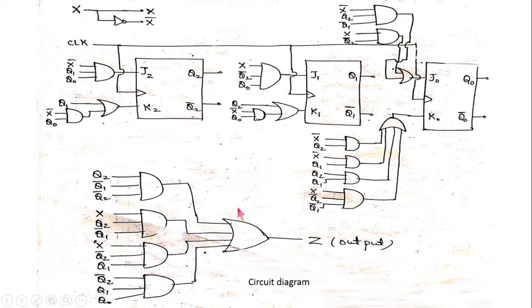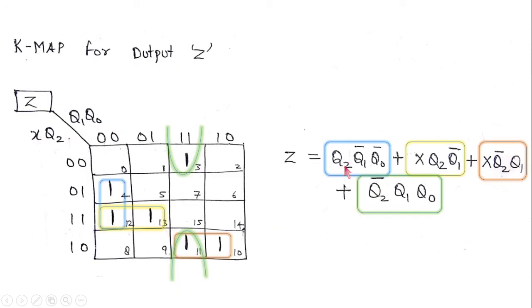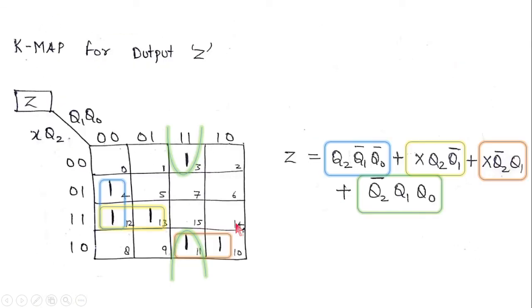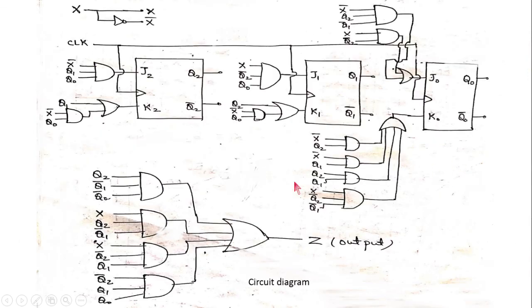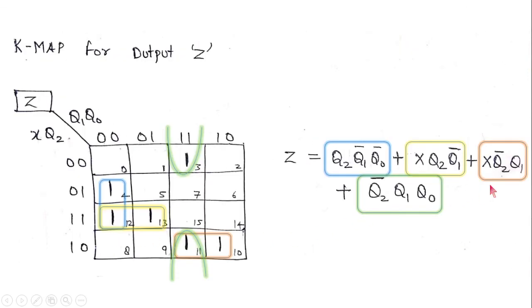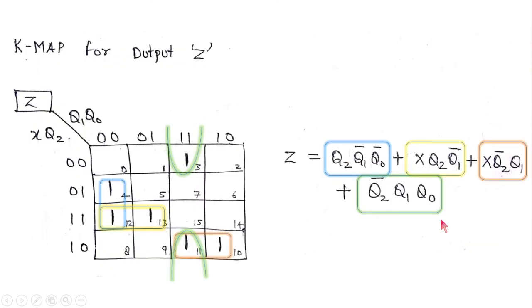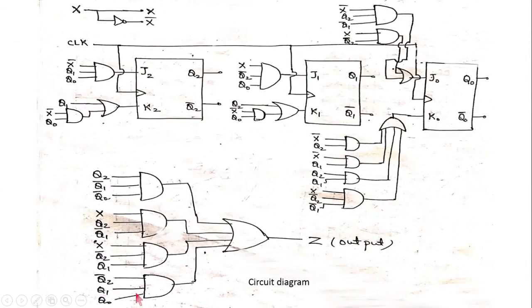Now come to the output part. From the previous terms, the first is Q2 Q1 bar Q0, fed to an AND gate with 3 inputs, and these go to an OR gate for the summation. Now the next terms: X Q2 Q1 bar, X Q2 bar Q1, and Q2 bar Q1 Q0. All these inputs are fed to this OR gate which has 4 inputs, and this is the output. So here we have finished the problem.